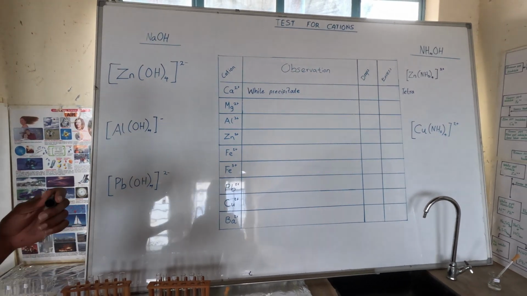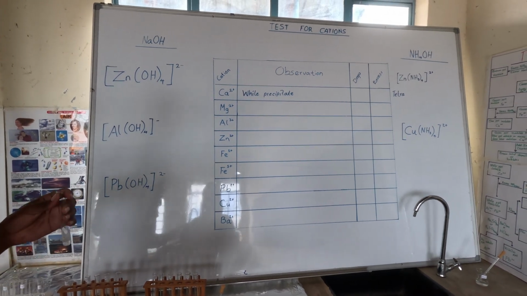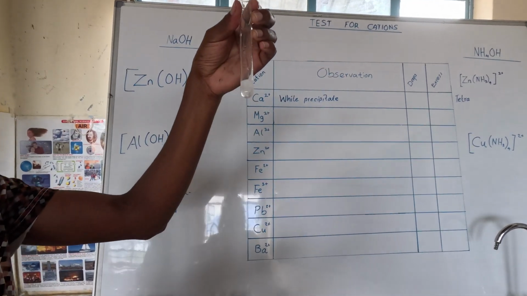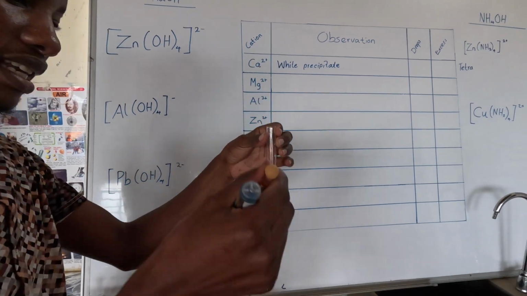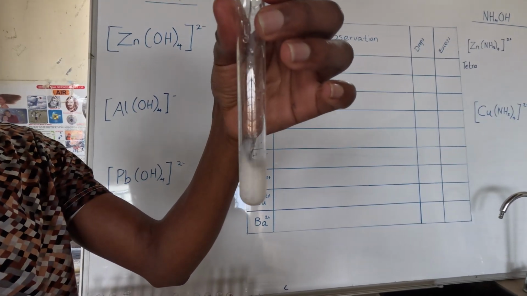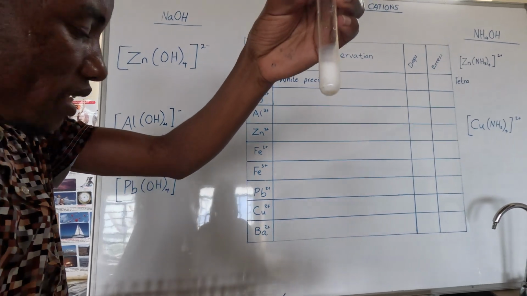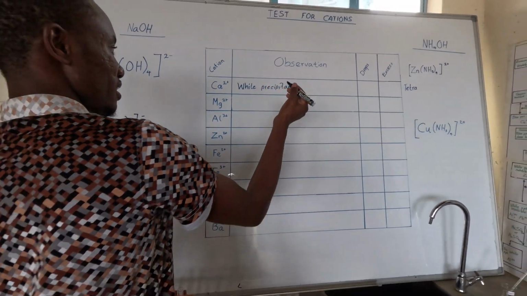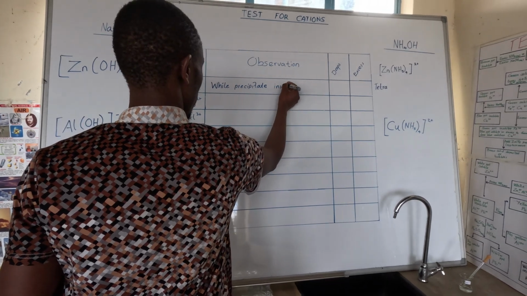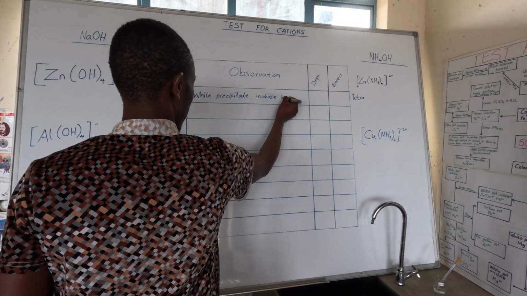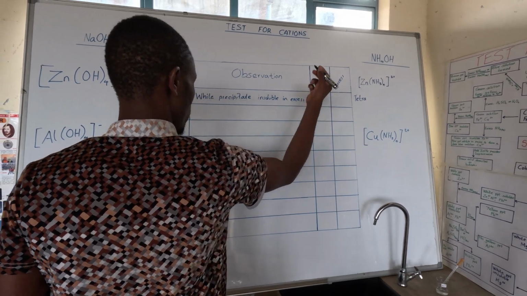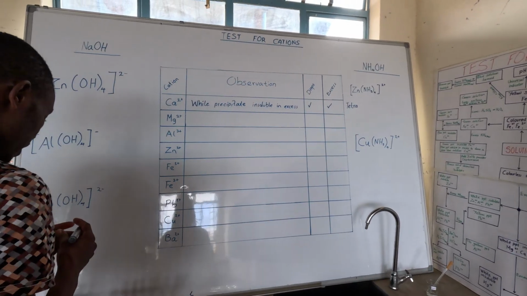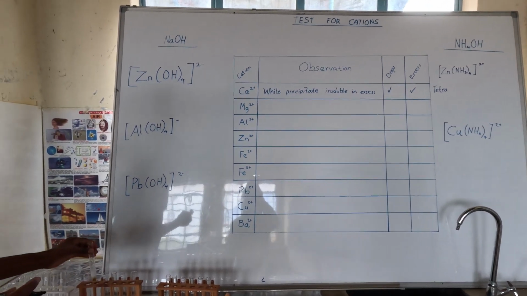Now you can be told to add in excess of sodium hydroxide. In excess, we mean it can be an equal amount. If this is 2 ml, you add exactly 2 ml. So we are going to add it in excess to see what happens. The white precipitate is insoluble in excess. Its intensity is increasing, so you say insoluble in excess. On our table, with drops we have a white precipitate, and in excess it is still there. So that is the addition of sodium hydroxide to calcium.